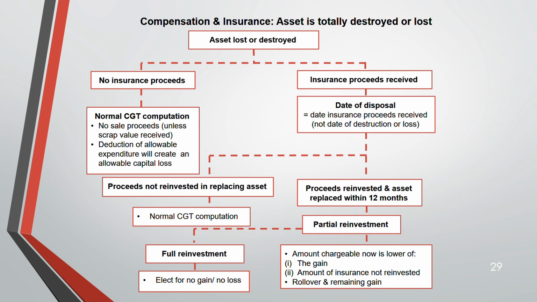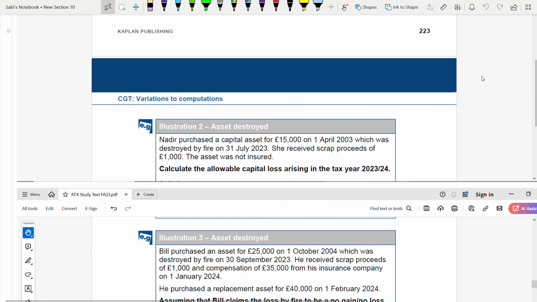Now let us do a question on this. We are going to do 3 questions: Illustration 2, Illustration 3 and Test Your Understanding 6, all discussing an asset destroyed. Illustration 2, calculate the allowable capital loss. A capital asset purchased for 15,000 got destroyed by fire, receiving scrap proceeds of 1,000. The asset was not insured, so you have received nothing from insurance. It's very easy: just deduct the scrap proceeds from the cost. So there's a loss of 14,000. Allowable loss is 14,000.